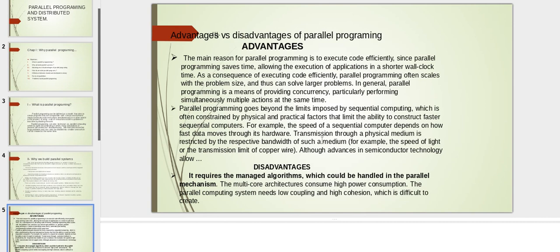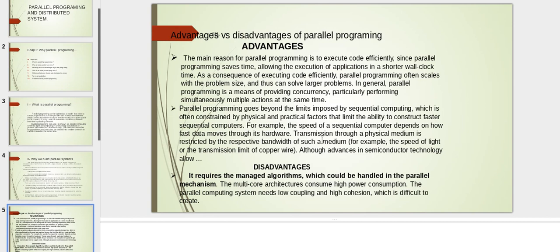We move directly to advantages and disadvantages of parallel programming. The main reasons for parallel programming are to minimize time, to increase efficiency, and modeling too. So one of the advantages we can talk about is that the main reason for parallel programming is to execute code efficiently, since parallel programming saves time, allowing the execution of an application in a shorter wall clock time. As a consequence of executing code efficiently, parallel programming often scales with the problem size and thus can solve larger problems in the real world.